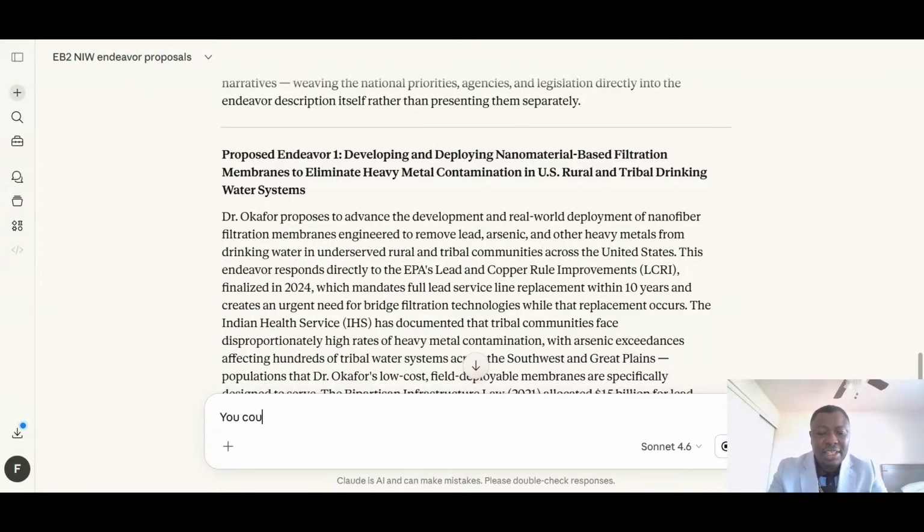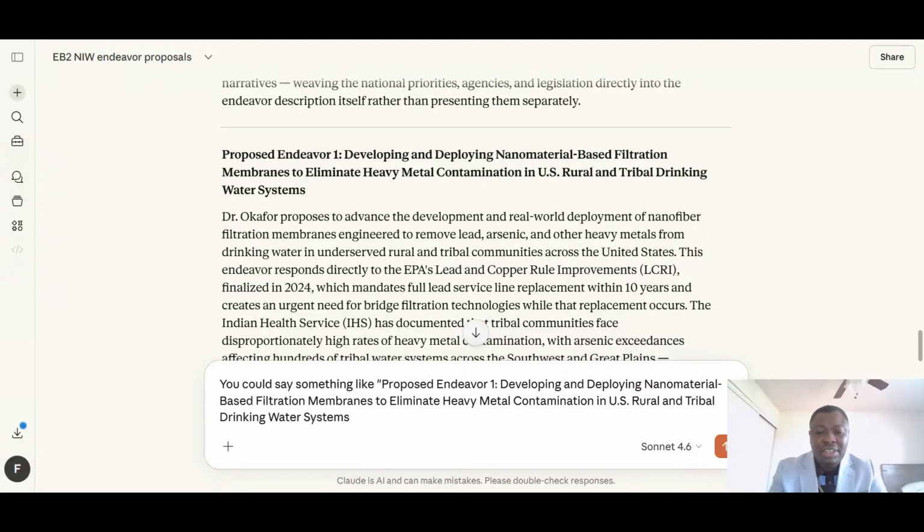You could say something like this. Developing and deploying nanomaterial-based filtration membranes to eliminate heavy metal contamination in U.S. rural and tribal drinking water systems, and then add the federal priority here and the agencies interested here.